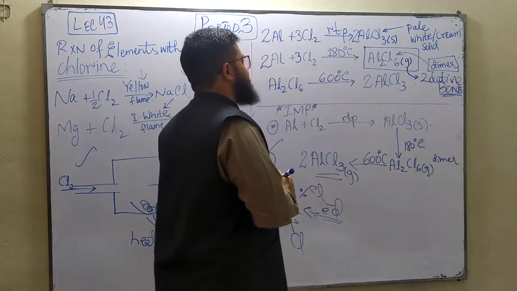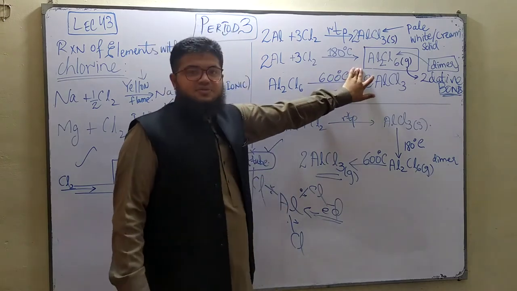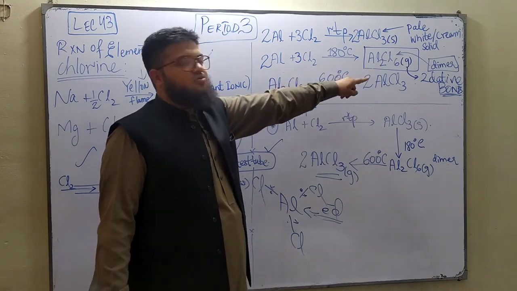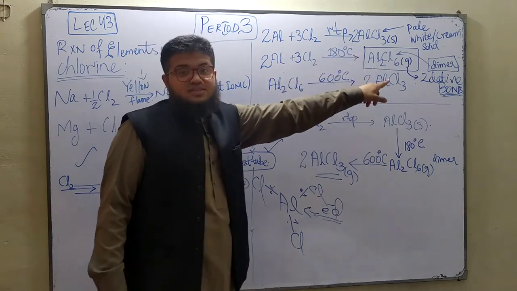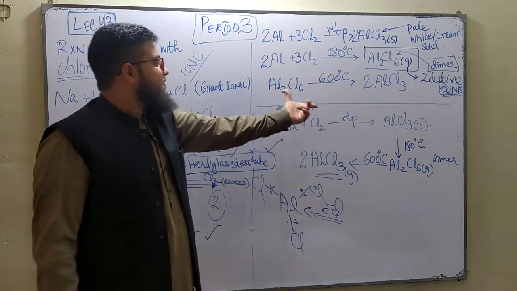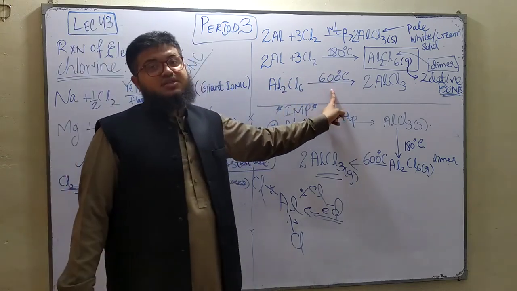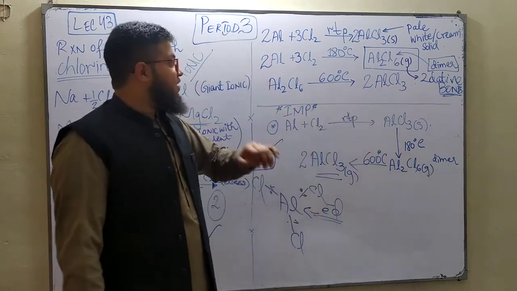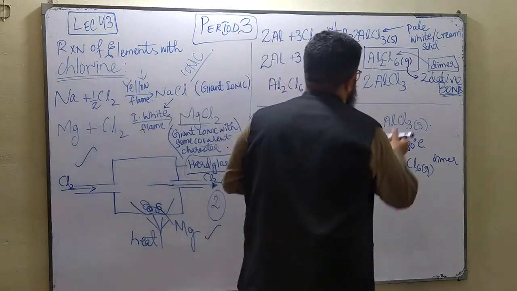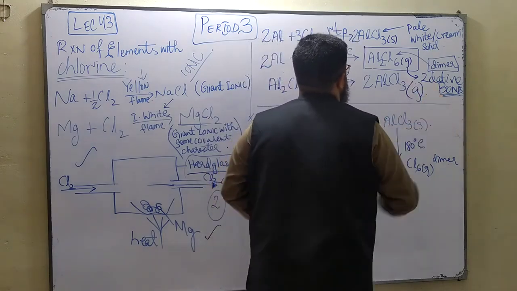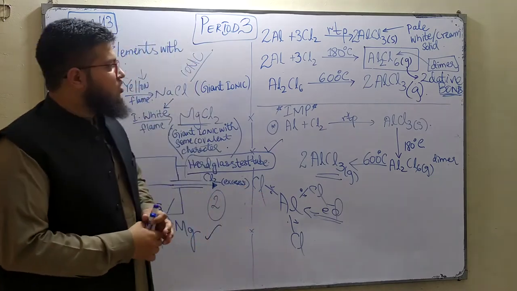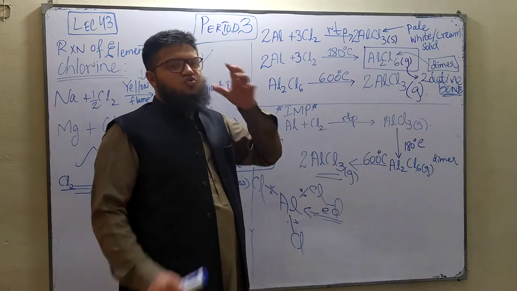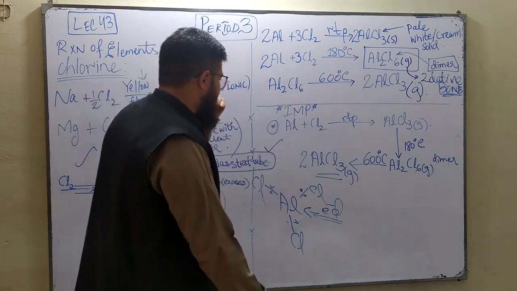Now, this Al2Cl6 is produced when AlCl3 is heated to 180 degrees, and it's a gaseous compound, by the way. Now, if this Al2Cl6 is further heated up to 600 degrees Celsius, the dative bonds will break and you will get two gaseous AlCl3, aluminum chloride molecules. Okay, the dative bonds will break as soon as you heat it up to 600 degrees Celsius, and you will get two individual gaseous AlCl3 molecules.